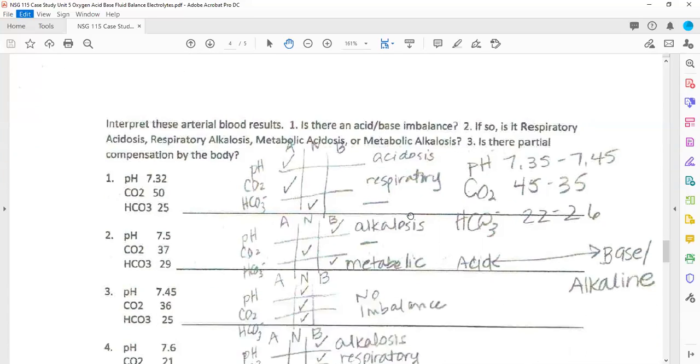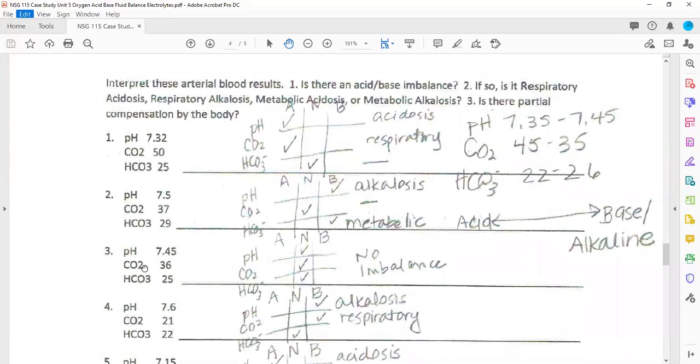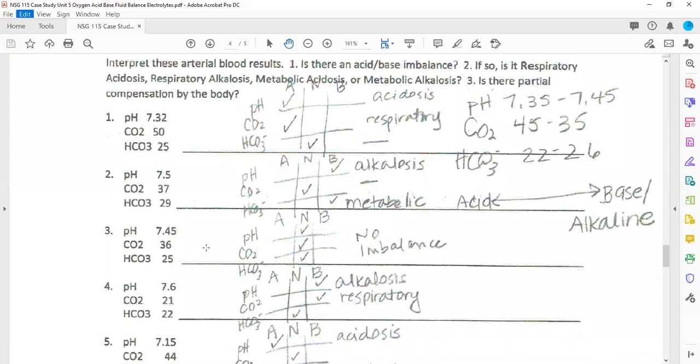The next one is pH is 7.5, which is high, so that would be alkalosis. CO2 is 37, which is normal, 35 to 45. Remember, inside that range of 35 to 45 is normal. Bicarb 29, that's high, so that would be metabolic. So that patient has metabolic alkalosis and there's no compensation, since CO2 is normal. Number 3, if we look at those values, they're all within the normal range, so there is no acid-base imbalance.